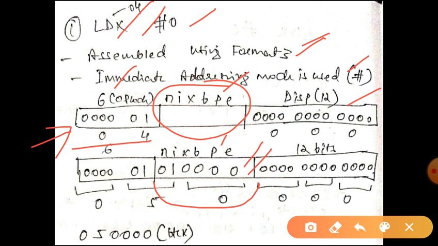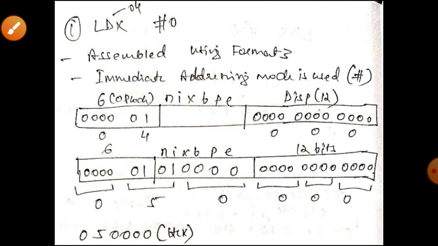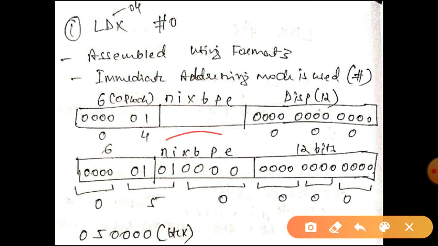And P, no program counter relative. B, no base relative, so you set them to 0. No indexed addressing mode, so X is set to 0. Then I you have to set to 1 because #0 is there, and N you have to set to 0 because there is no indirect addressing mode. If there is indirect addressing mode, you will have the @ symbol. Write these flag bits carefully.